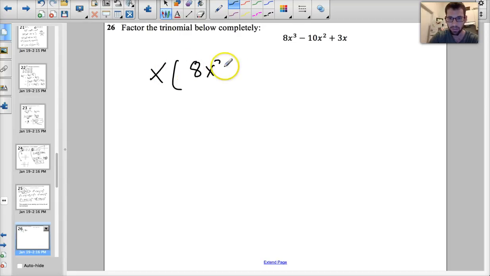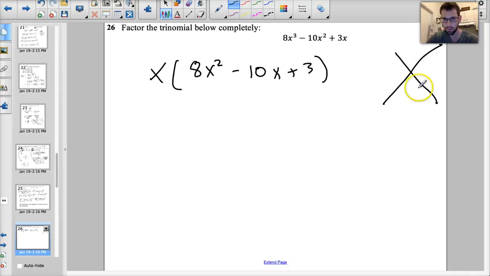So I get x times 8x squared minus 10x plus 3. Then I can go ahead and factor it. So 8 times 3 is 24, and negative 10. So I'm looking for two numbers that add to negative 10 and multiply to positive 24.